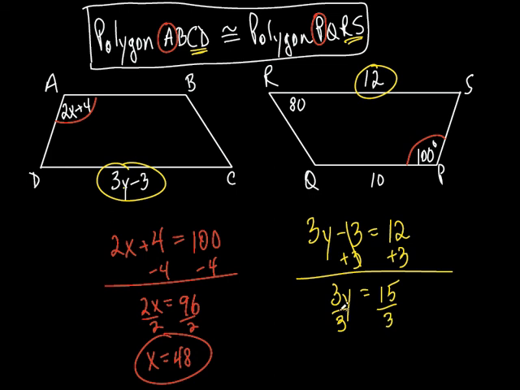All right, divide both sides by 3, so y is 5, and that's your answer. That's how you do it. So what's the key to this? The key is looking at that congruent statement and knowing which things are equal to each other. Everybody got that? Okay.